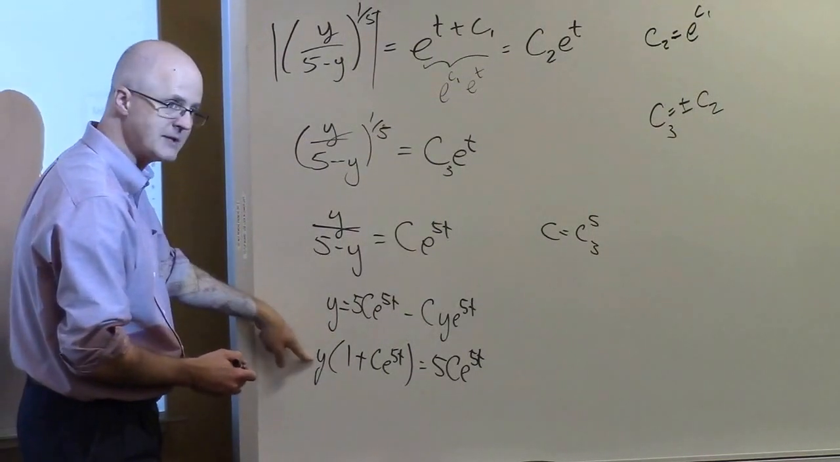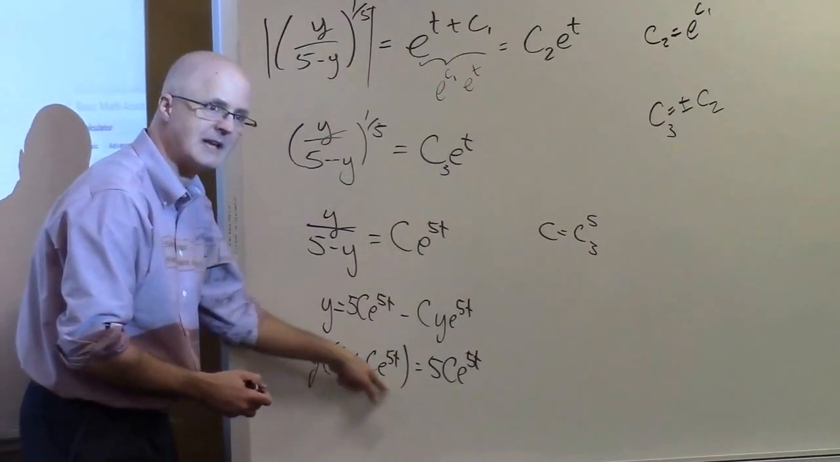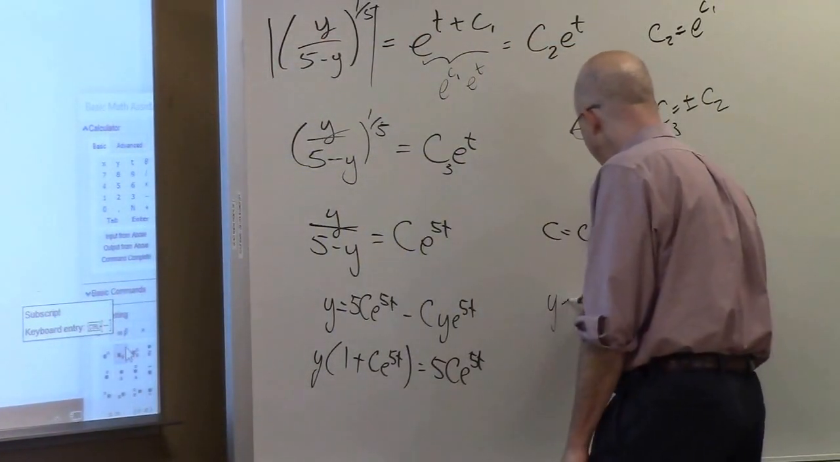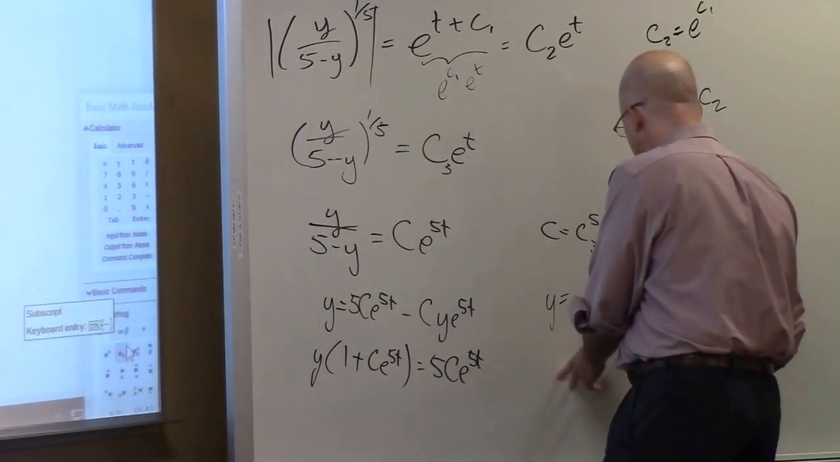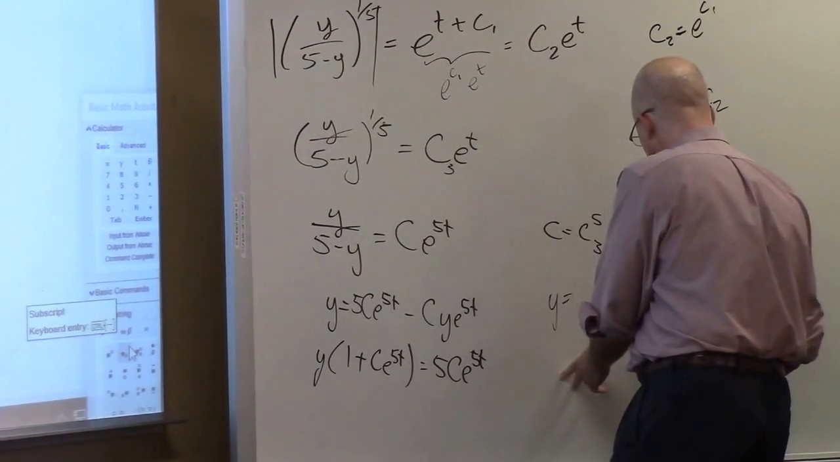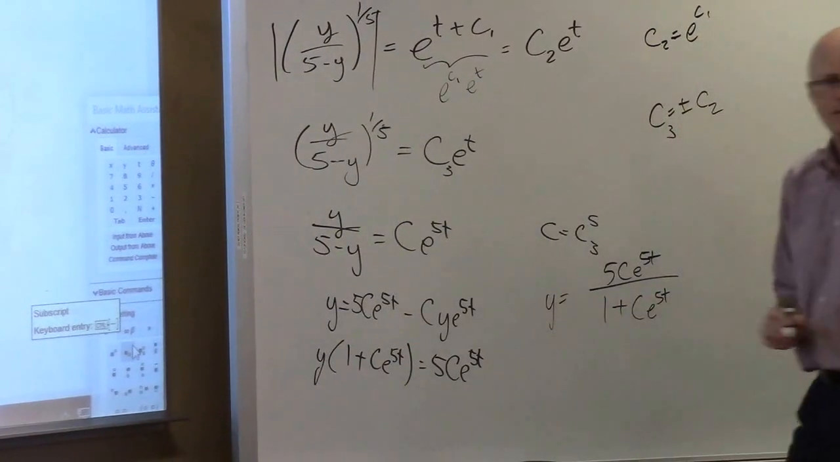We're almost done. You want to solve for y? Divide both sides by this. Y is then 5c e to the 5t over 1 plus c e to the 5t, where c can be anything.